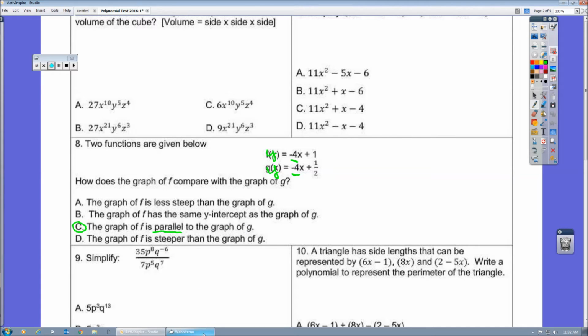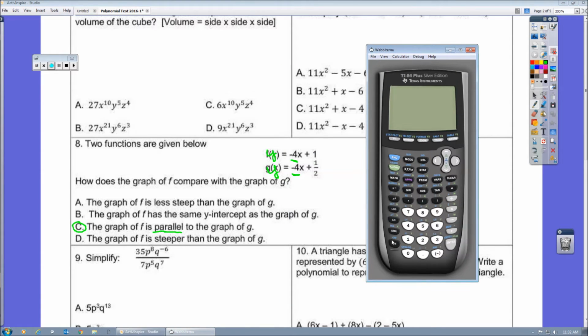But chances are, if you miss this question, this is probably what you did. You went into your calculator, and you graphed both of these, which normally that's what you would do if you can't make the conclusion using the slopes or the y-intercepts. So we'll assume that we're just going to have the calculator do all the work for us. So I'll type in half. I could have done 0.5, but we'll just do a half.